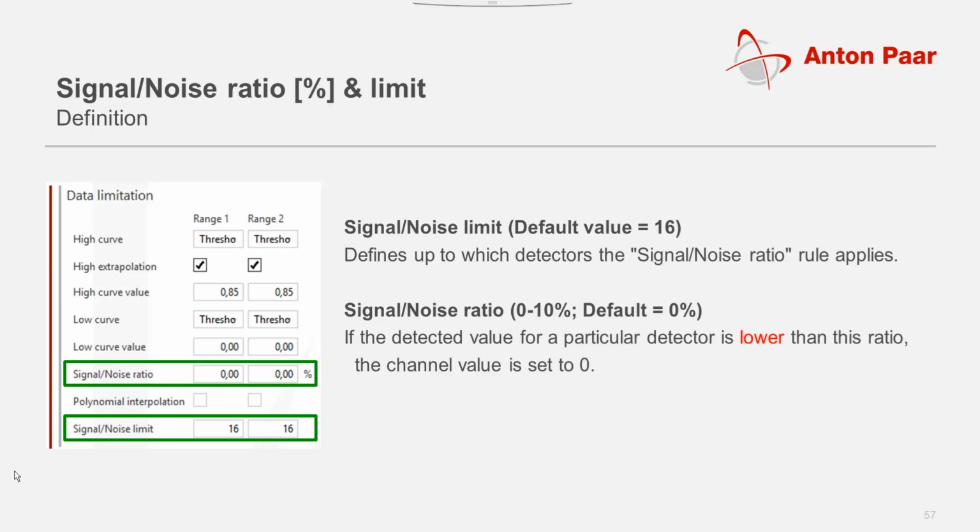In particular, the signal-to-noise limit defines up to which detectors the signal-to-noise ratio rule applies. The default value of 60 means that the rule only applies to the first 16 channels, which are really the small angle detectors for large particles. The signal-to-noise ratio is expressed in percentage and represents the ratio between the signal coming from the sample and the signal measured during the background. If the detected value for a particular detector is lower than this ratio, the channel value is set to 0.